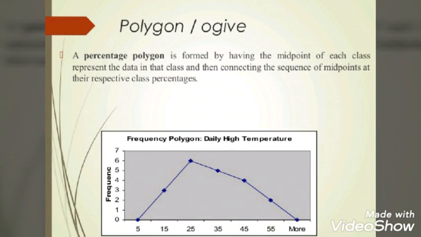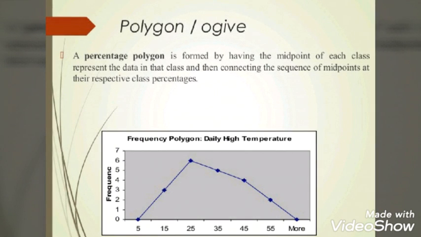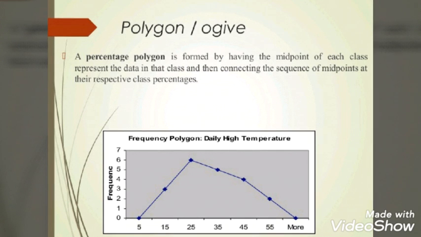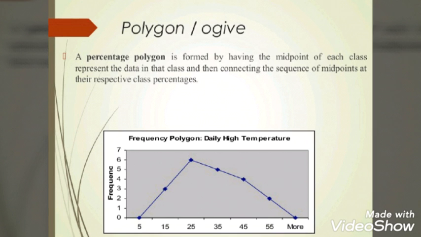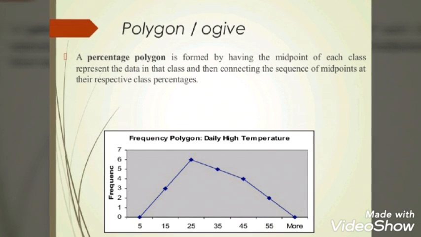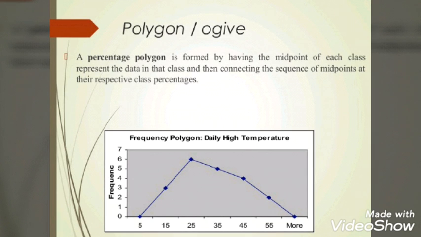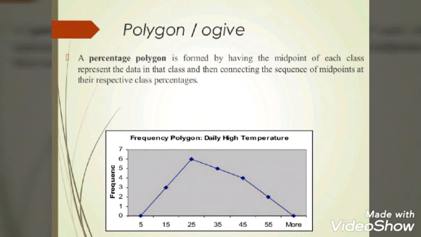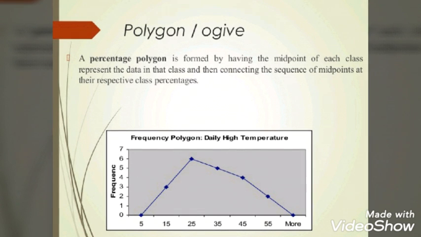Then polygon. It is mainly presented in the form of percentage, and it is somewhat in the form of a line diagram. A percentage polygon is formed by having the midpoint of each class represent the data in that class and then connecting the sequence of midpoints at their respective class percentage. So mainly we are joining it from the midpoints, and each section is made a midpoint, and then these points are joined together, which shows a curve of the structure of your data.